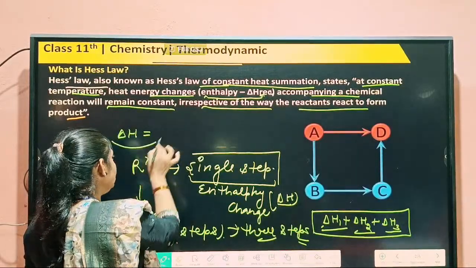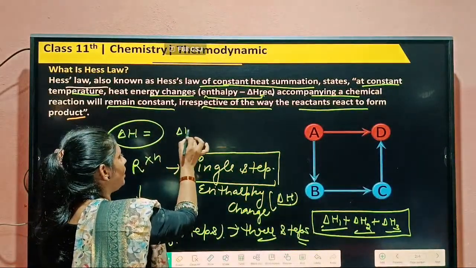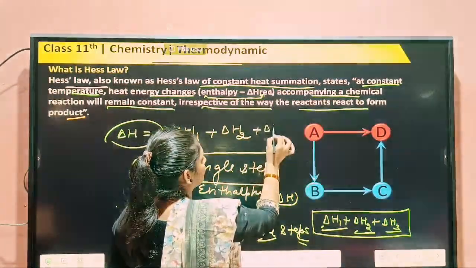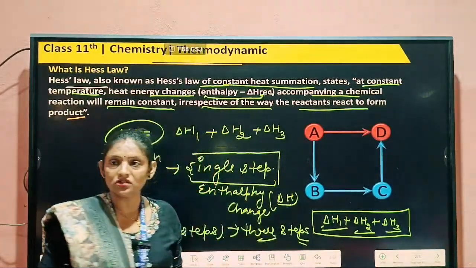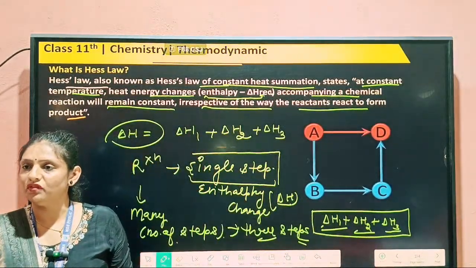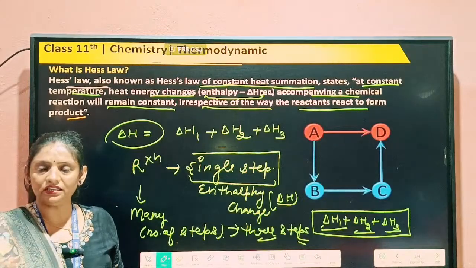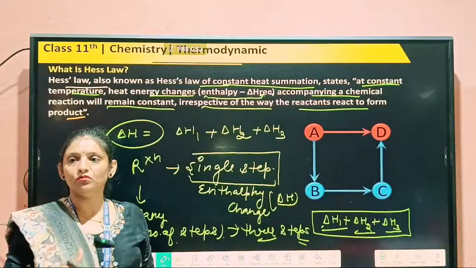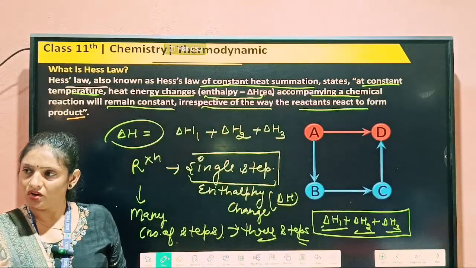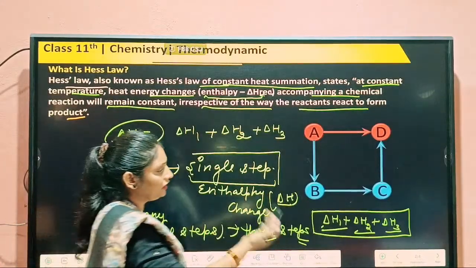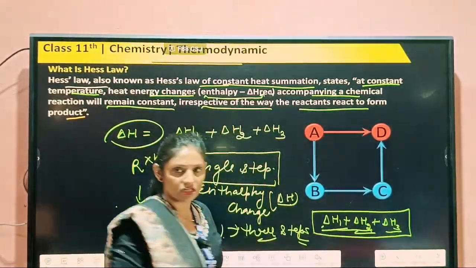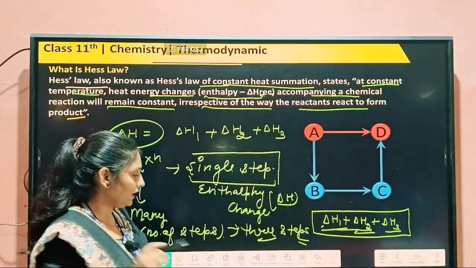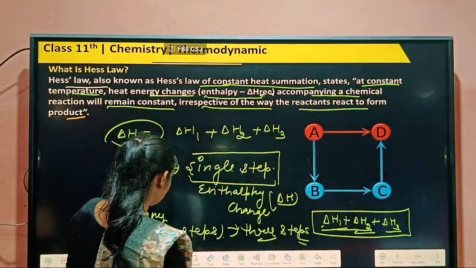Then the total enthalpy change will be equal to the sum of all these enthalpy changes. Means the overall change in enthalpy will be constant, either it is taking place in a single step only or it is proceeding in more steps. So the total enthalpy change will remain constant. Is it clear to you or not? Any doubt in this?